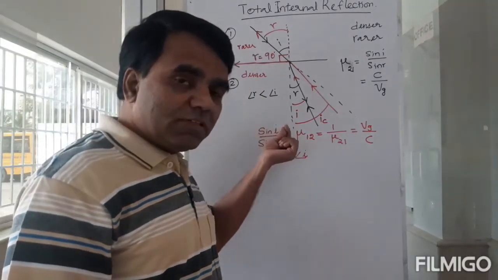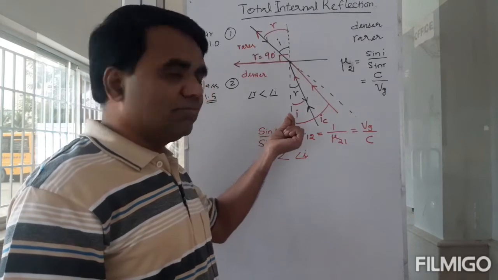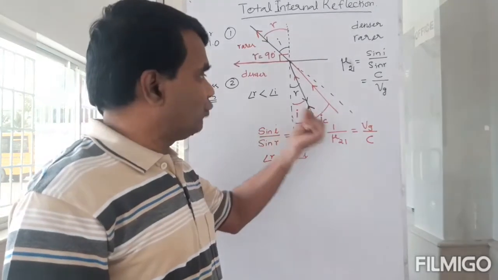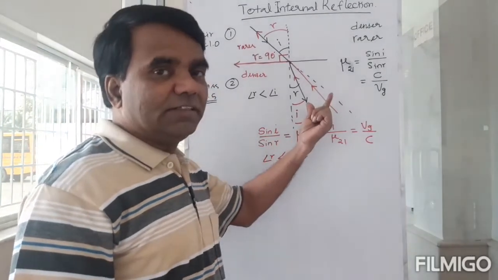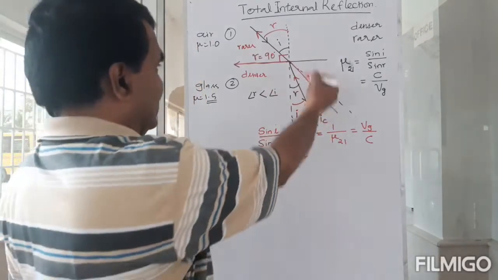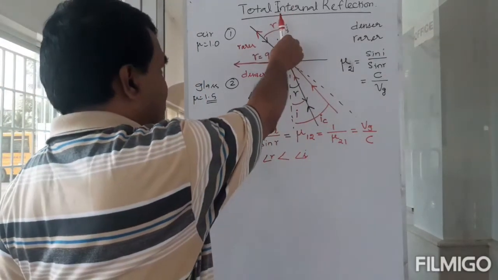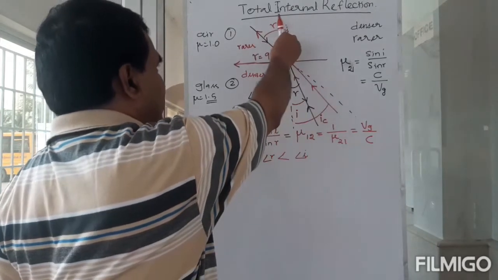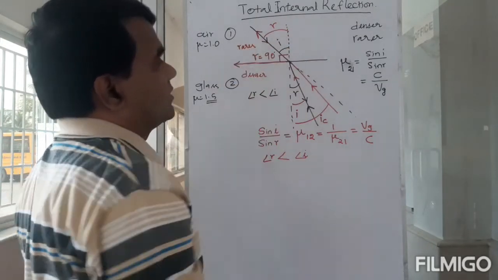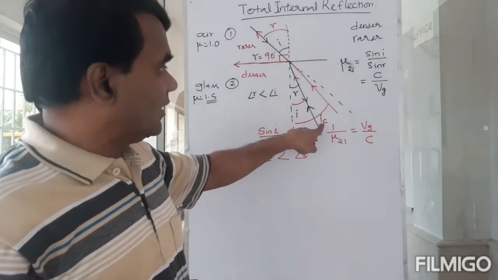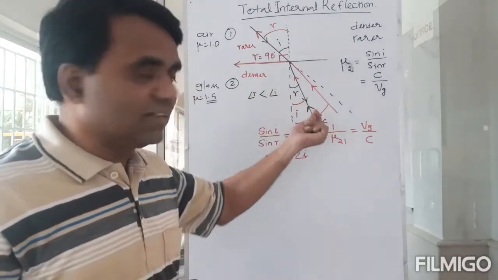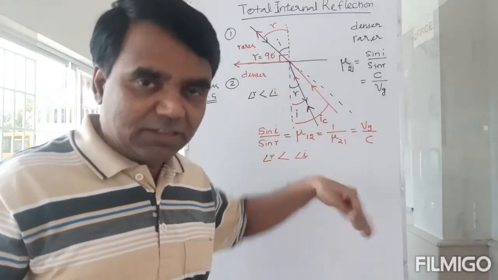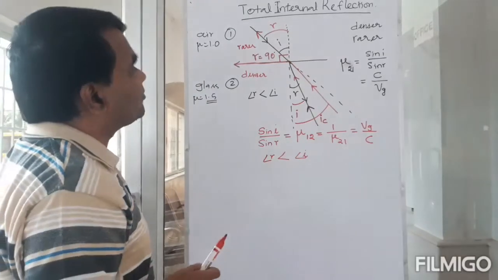So start from 0 degrees, 5 degrees, 10 degrees, 20 degrees, 30 degrees, 40 degrees, then 45 degrees. Then I see this one at 45 degrees of incidence, the refracted ray is grazing this. And I call that 45 degrees the critical angle. It depends on the material, we'll get to that later. Okay.